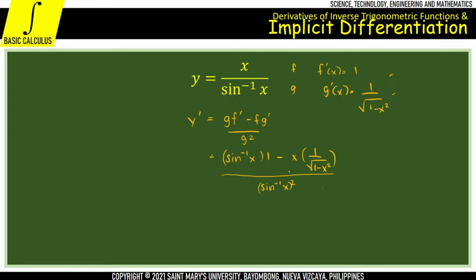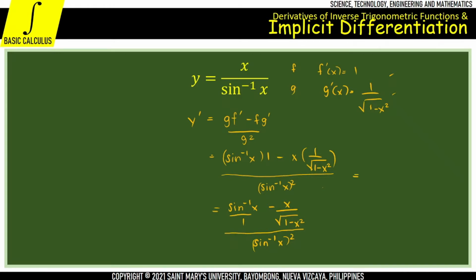Next, simplify the numerator. We have 1 times inverse sine of x is equal to inverse sine of x. Next, x multiplied by 1 all over square root of 1 minus x squared is equal to negative x all over the square root of 1 minus x squared. Of course, all over the denominator, which is the inverse sine of x squared. Okay, next, simplifying, since the denominator of the first expression in the numerator is 1, we can have the square root of 1 minus x squared as our common denominator. So we continue on this part.